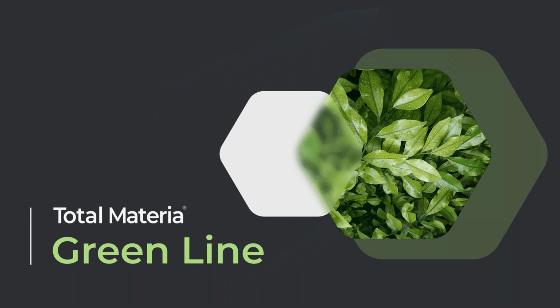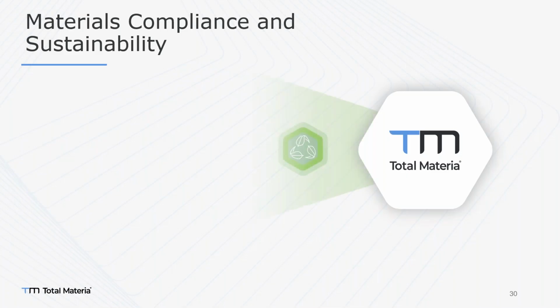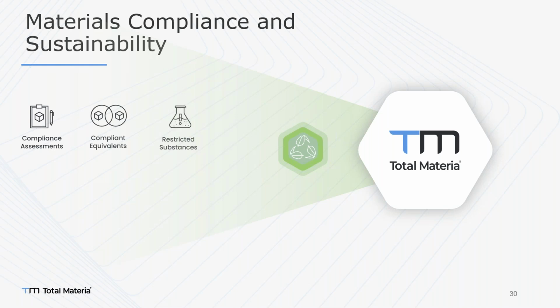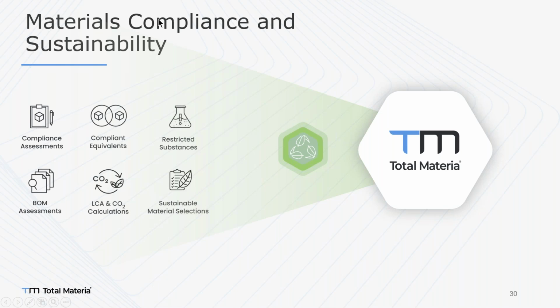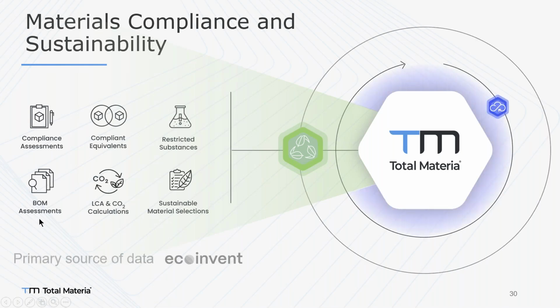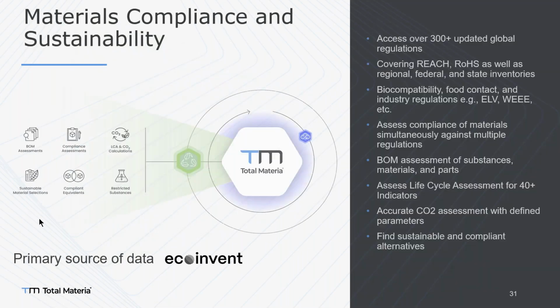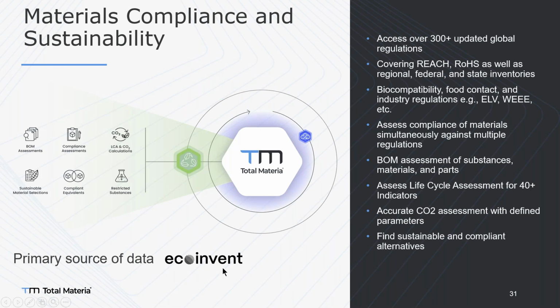And Green Line, last but not least. Green Line will give you compliance assessment options, compliant equivalence, restricted substances information, and BOM assessment. Like you have thousands of material information, and you don't know which of those are not compliant according to different information.